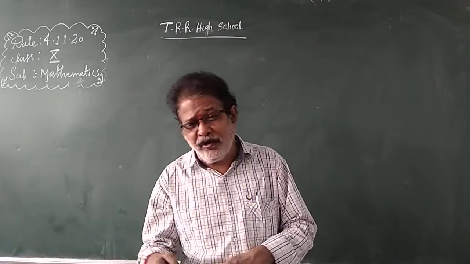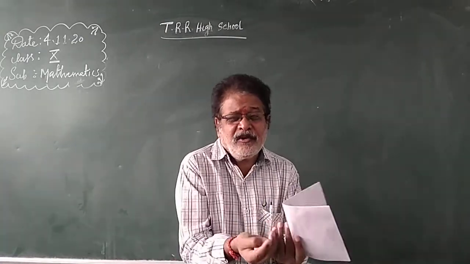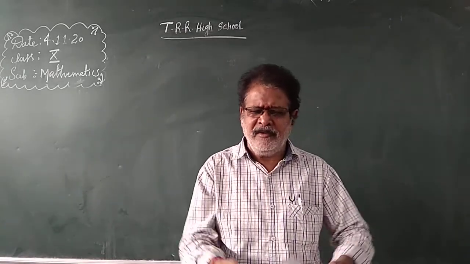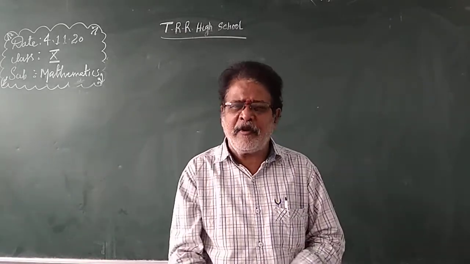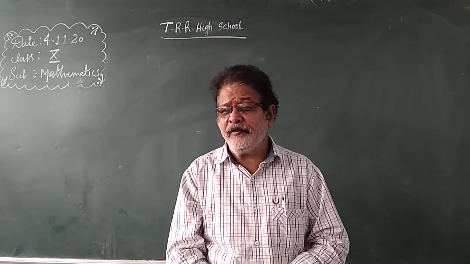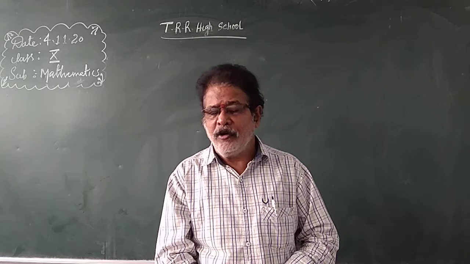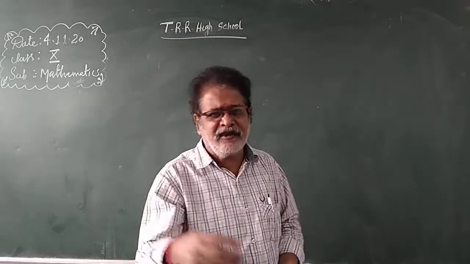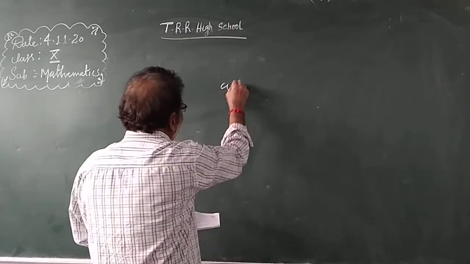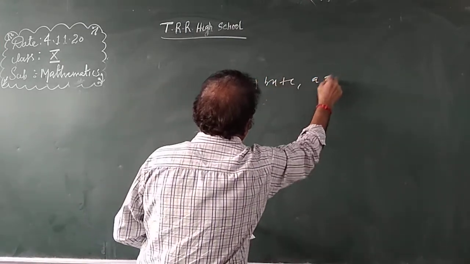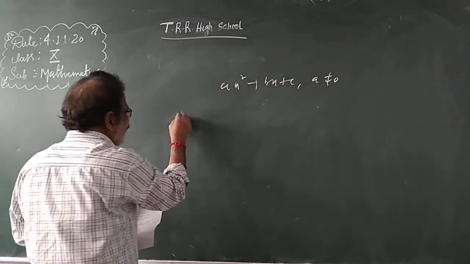So, after getting zeros, you find the relation between zeros and coefficients. What zeros mean, you know that: whatever values satisfy the given polynomial, those are the zeros. And how do we check the relationship between zeros and coefficients? The general form of a quadratic polynomial is ax square plus bx plus c, a is not equal to 0. The zeros are alpha and beta.